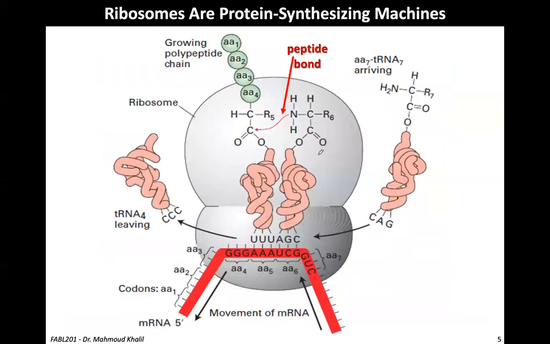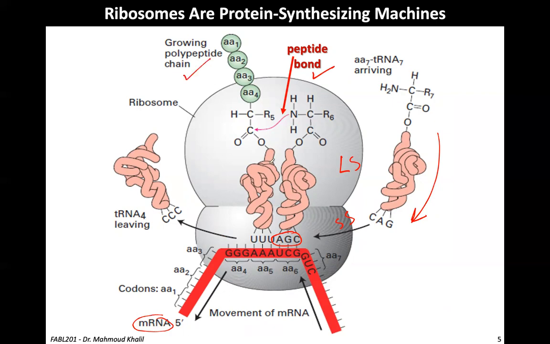Let's see here a general figure showing the ribosome with its large subunit and small subunit. You can see that the small subunit binds to the messenger RNA. The messenger RNA will have the codons, and the transfer RNA, which recruits the amino acid, will have the anticodon. The presence of these two transfer RNAs will lead to the formation of a peptide bond between two adjacent amino acids, and this leads to the formation of the polypeptide chain.